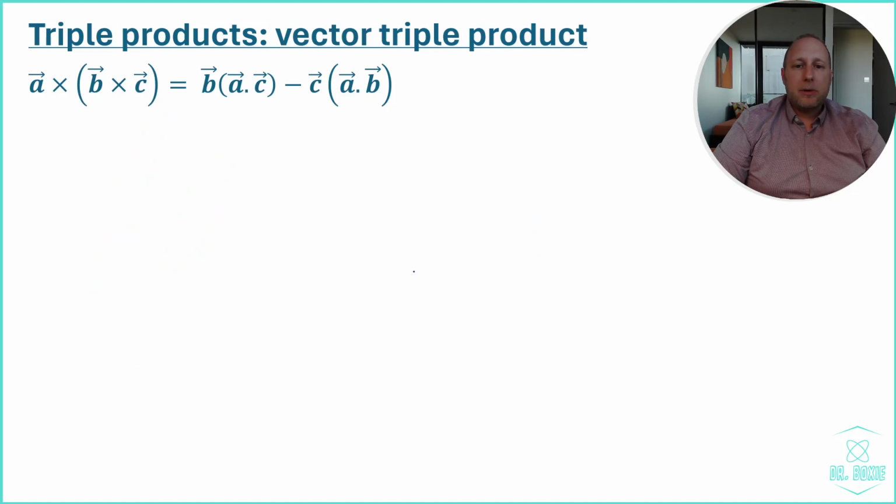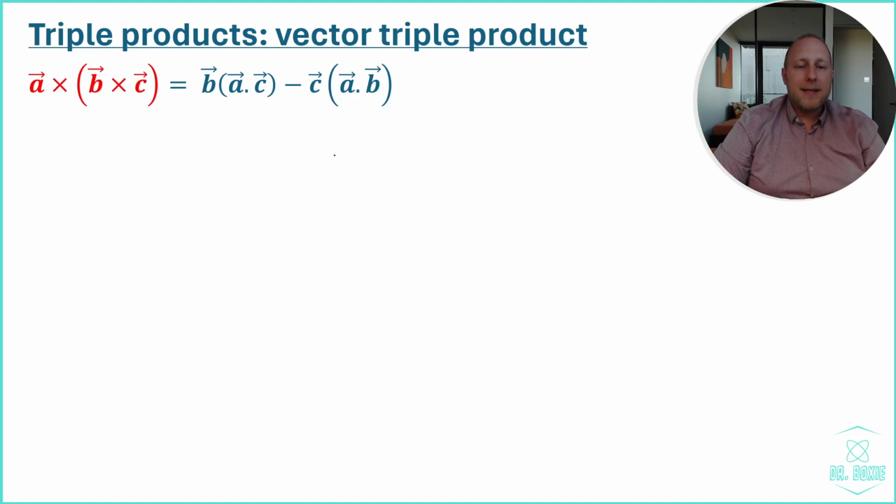What can we now say about the vector triple product? Well, the claim is that a cross b cross c is equal to the expression on the right. To show this, what I will do is I will calculate the z component of the left-hand side and the right-hand side and show that they are the same, and leave it up to you to show that the same is true for the x and the y component.